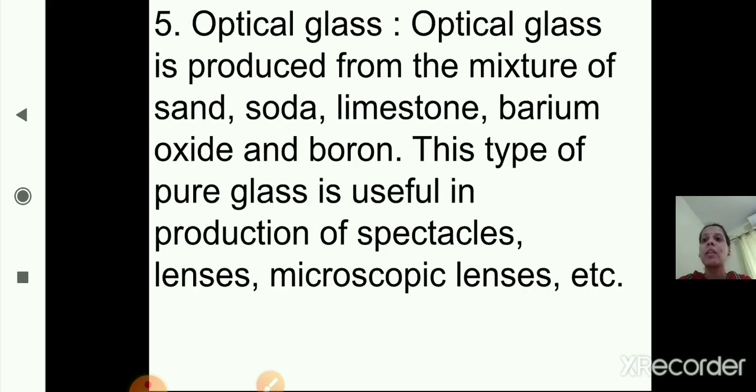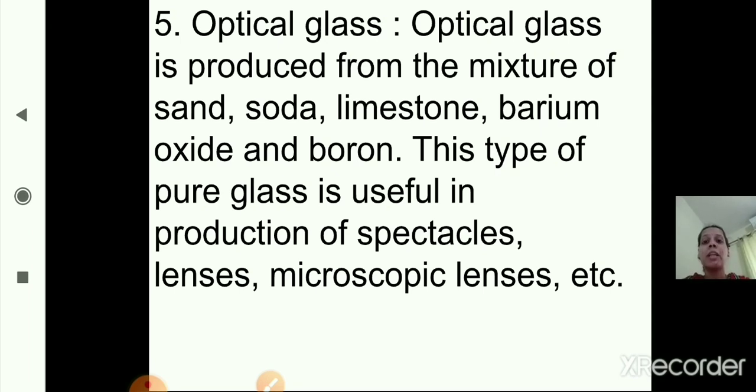Now the next, optical glass. Optical glass is produced from the mixture of sand, soda, limestone, barium oxide and boron. This type of pure glass is useful in the production of spectacles, lenses, microscopic lenses, etc.